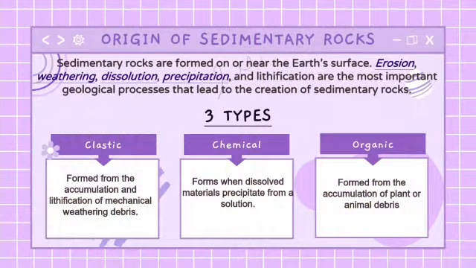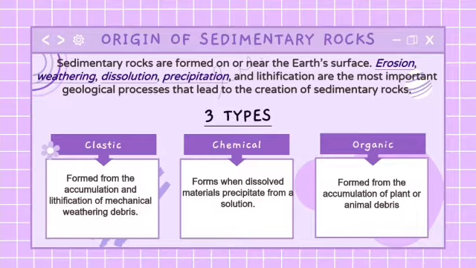Now let's go to the origin of sedimentary rocks. Sedimentary rocks are formed on or near the Earth's surface, in contrast to igneous rocks, which are formed deep within the Earth. The most important geological processes that lead to the creation of sedimentary rocks are erosion, weathering, dissolution, precipitation, and lithification, in which erosion and weathering include the effects of wind and rain, which slowly break down large rocks into smaller ones. Erosion and weathering transform boulders and even mountains into sediments such as sand or mud.